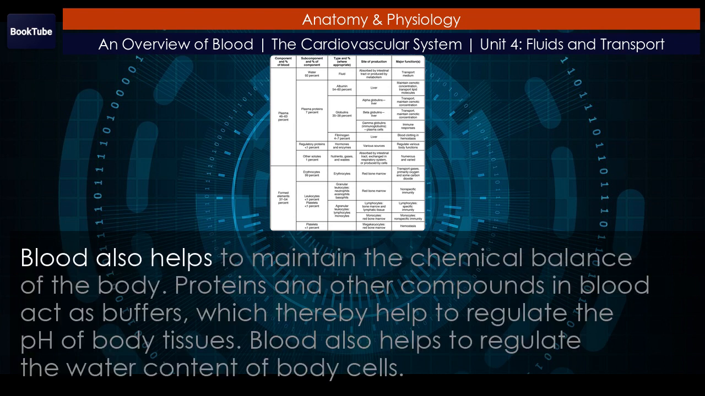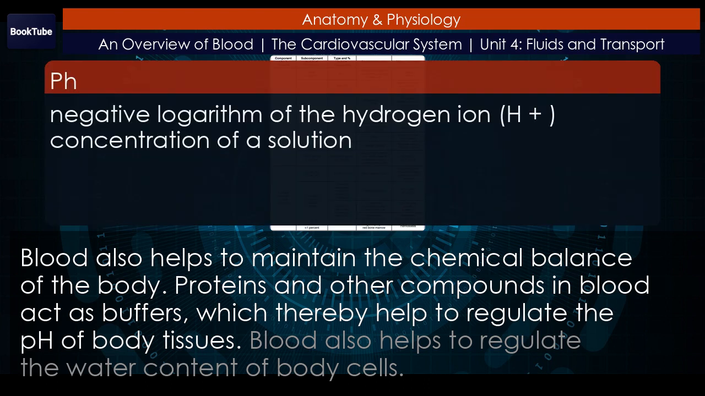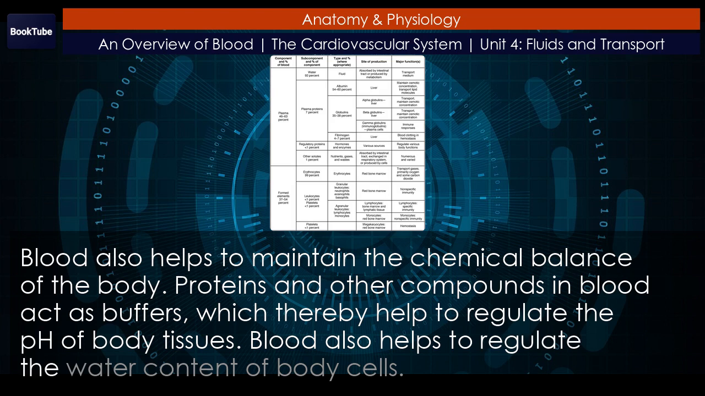Blood also helps to maintain the chemical balance of the body. Proteins and other compounds in blood act as buffers, which thereby help to regulate the pH of body tissues. Blood also helps to regulate the water content of body cells.